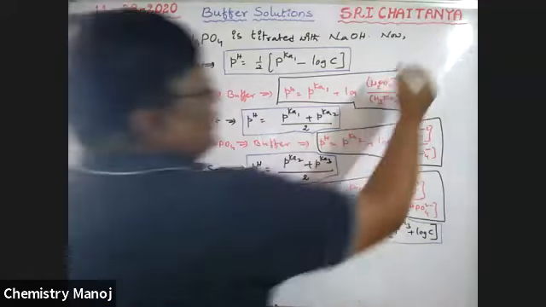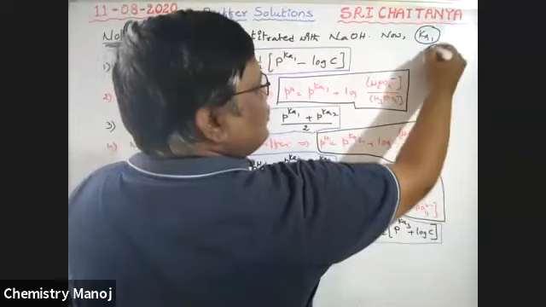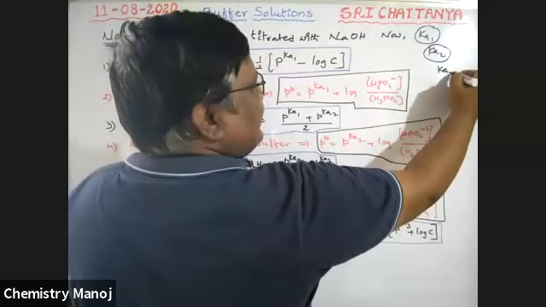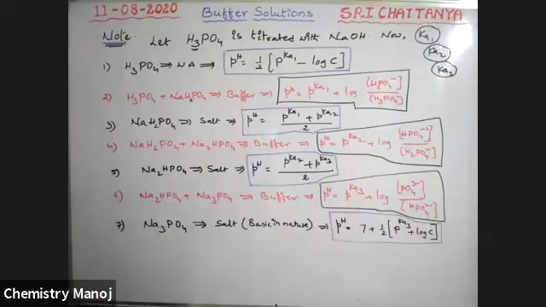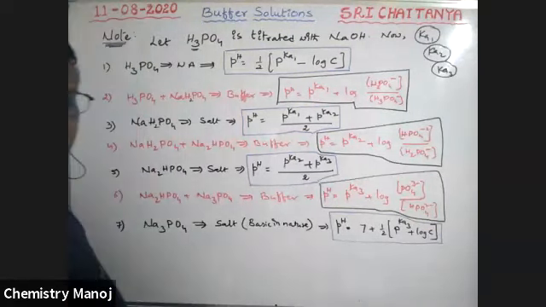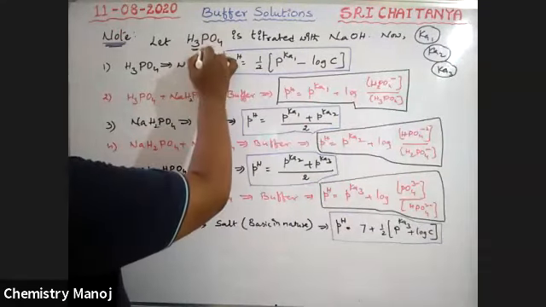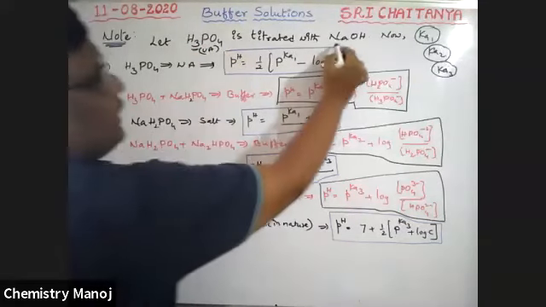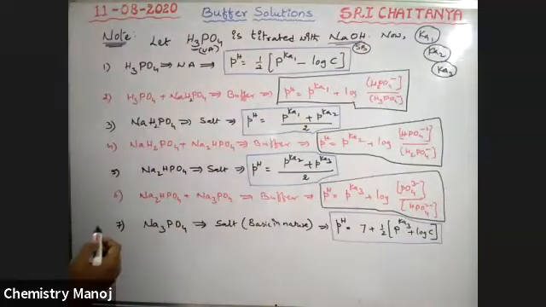For the first condition, Ka1 is the dissociation constant in the first case. Ka2 is the dissociation constant of the second case. Ka3 is the dissociation constant of the third case. Already I explained in my previous video. So Ka1, Ka2, Ka3 are the dissociation constants of that H3PO4. Now this H3PO4, a weak acid, my dear boys, is titrated with NaOH, which is a strong monoacidic base. So different reactions may take place.